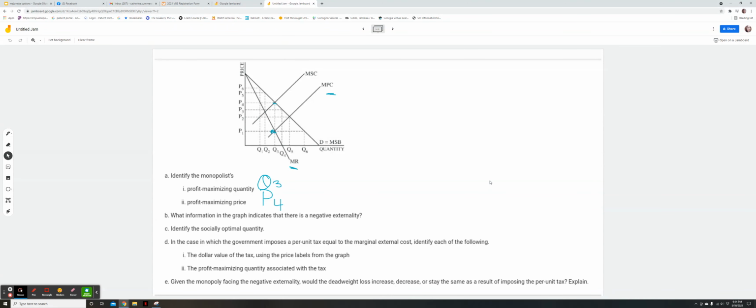So what information in the graph indicates that there is a negative externality? Well, that is because the marginal social cost is greater than the marginal private cost. So there is an additional cost to society that is greater than the cost to the individual firm. Now we're going to find the socially optimal quantity. That is always, in any externality, where the marginal social cost equals the marginal social benefit. So that's going to be right there. The socially optimal quantity is also at Q3, which is kind of weird, but it is.